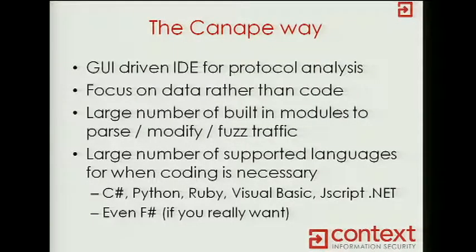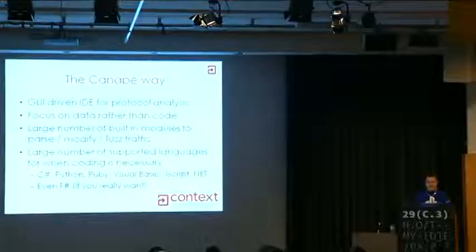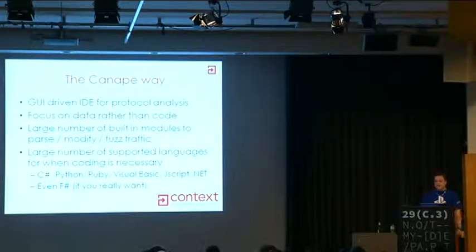So the way in which Canapé is reasonably different from most of the tools I've already pointed out is that it is completely GUI-driven. While it can write code, and there's a number of supported languages, it is a Windows-only application, written in .NET. But the advantage of .NET is it's quite easy to write dynamic code for it. So Canapé supports C#, has inbuilt IronPython, IronRuby. If you're really crazy, you can do Visual Basic or JavaScript.NET. And if you're of the functional bent, there's even F# if you want that. And basically, you can almost plug in any .NET language you like.